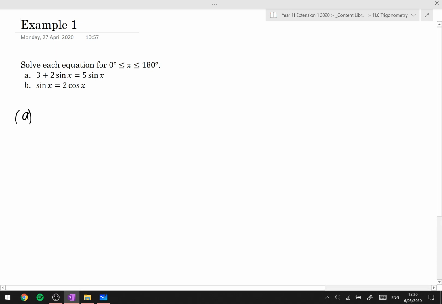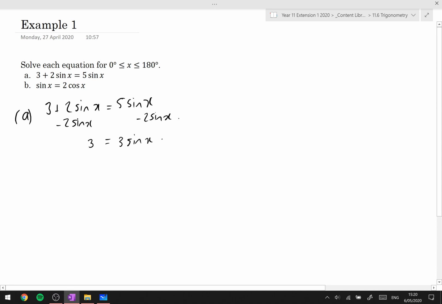In part A, before we actually do anything else, we're going to simplify this a bit, because looking at that, it looks disgusting. How on earth am I meant to solve this? Well, we can start off by doing something quite nice, and that's rearranging for sine. If I subtract 2 sine x from both sides, we get 3 is equal to 3 sine x.